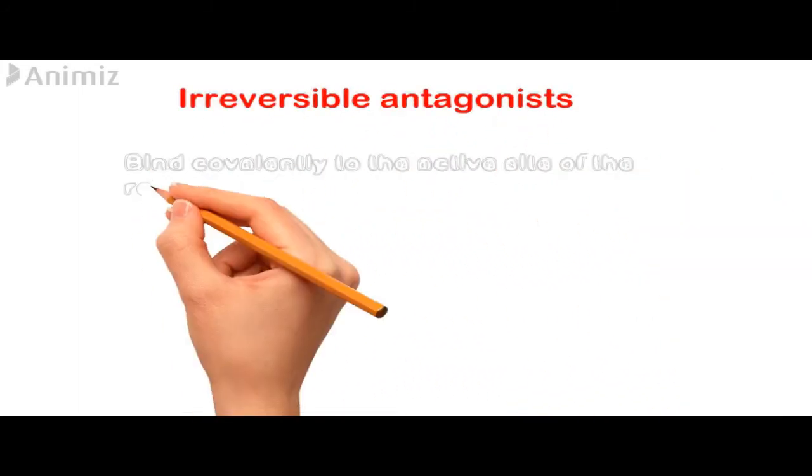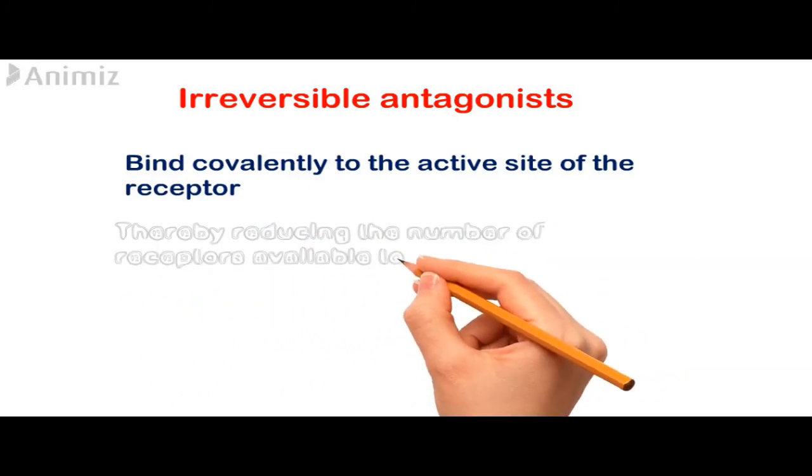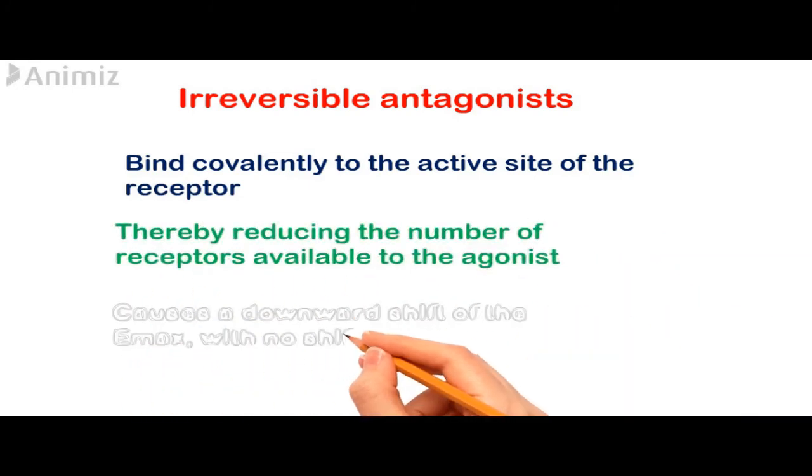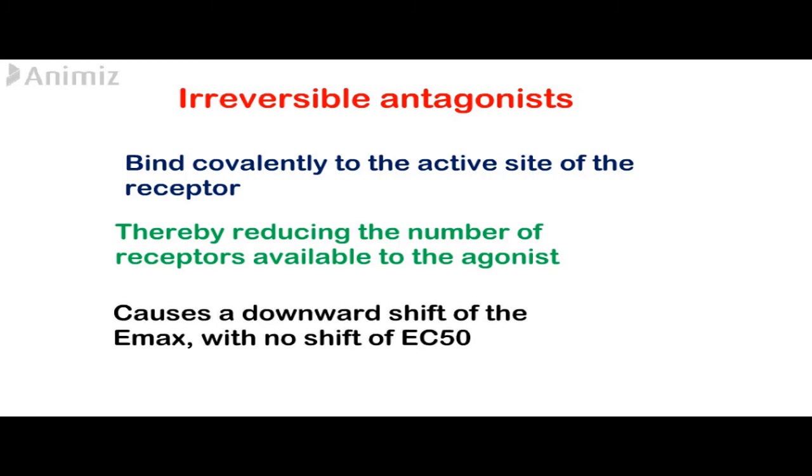The second type is the irreversible antagonist. This type binds covalently to the active site of the receptor, so it will be reducing the number of receptors that will be available for the agonist. So this will decrease the Emax, but it will not affect the EC50. A very important difference between competitive and non-competitive or irreversible antagonists is that a competitive antagonist reduces the agonist potency, so it will increase the EC50, but the irreversible antagonist will reduce the agonist efficacy, so it will decrease the Emax, as we said before.